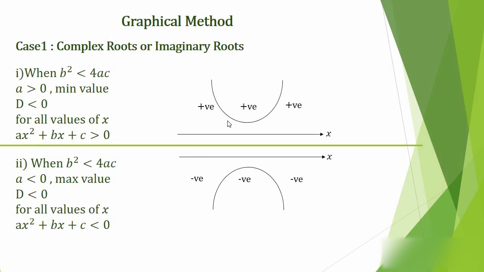So in this case, above the x-axis you have all the values of ax squared plus bx plus c to be greater than 0, because y equals this ax squared plus bx plus c. So you have all the values of y to be greater than 0 in this case. So they're positive. And then in this case, where we have a maximum value, we have that all the values of y are less than 0 and they're negative.